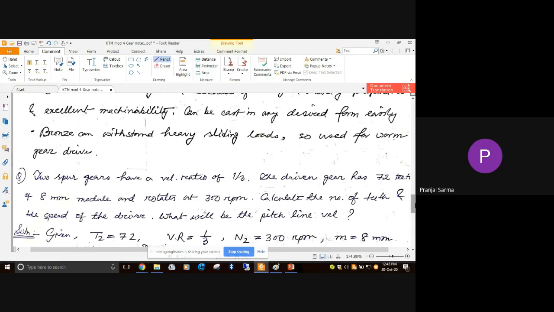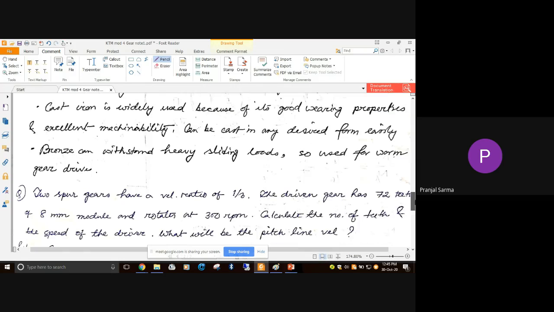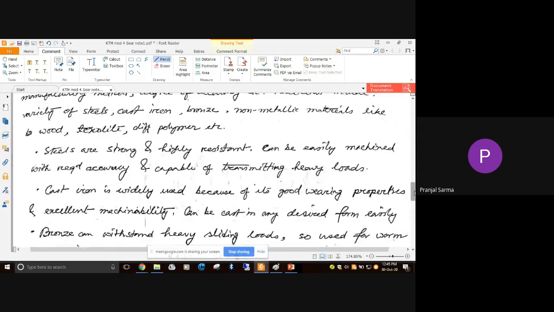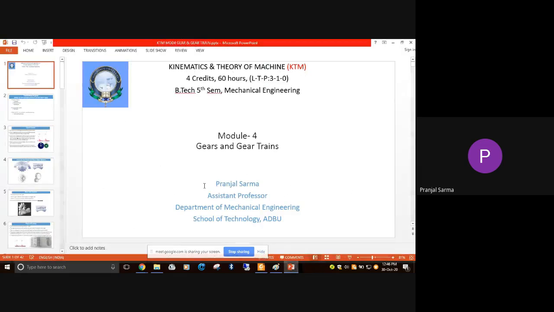Apart from that, sometimes when you have to withstand heavy sliding loads, then you can go for bronze gears. Generally, the worm gear drive, which is capable of taking these heavy sliding loads, is made of bronze. But apart from that, even polymers, etc. are also used. Non-metallic gears we can have, metallic gears we can have. Understood? Up to this much, any confusion?